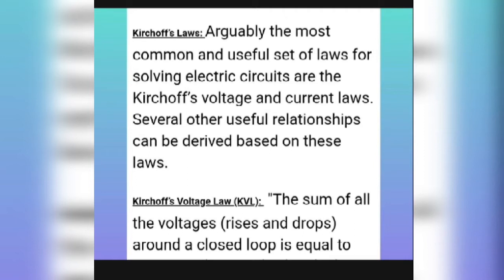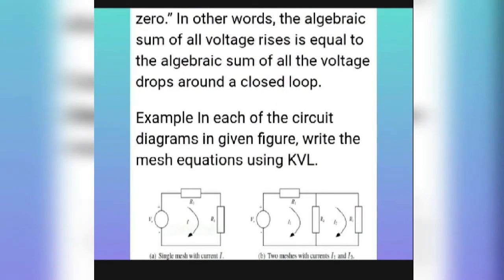The sum of all the voltage rises and drops around a closed loop is equal to 0. In other words, the algebraic sum of all voltage rises is equal to the algebraic sum of all voltage drops around a closed loop.